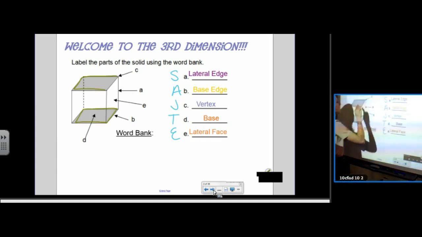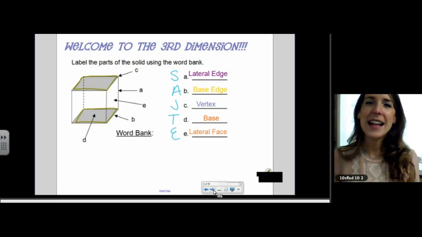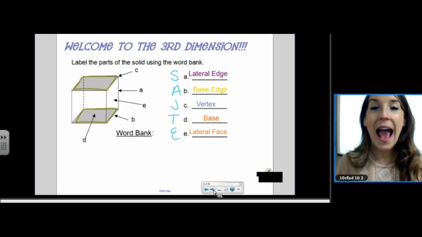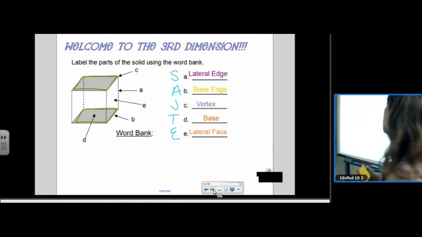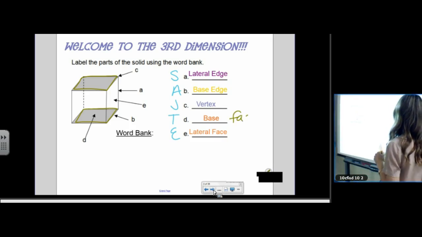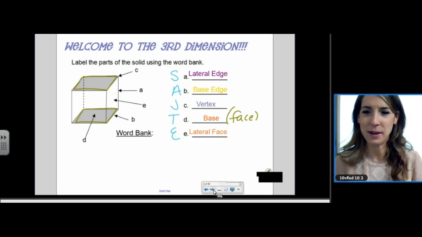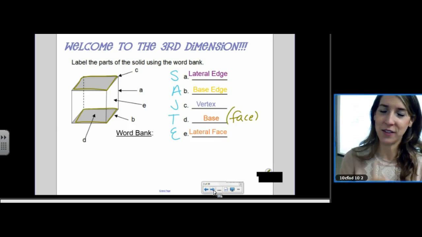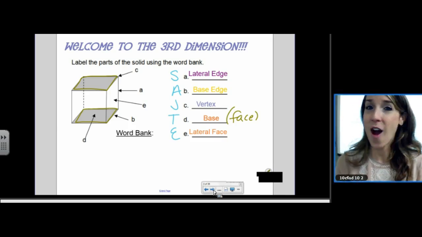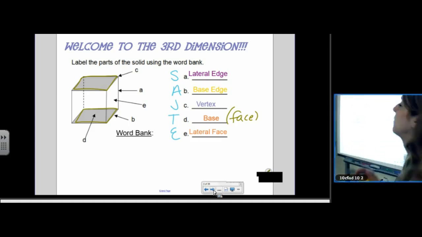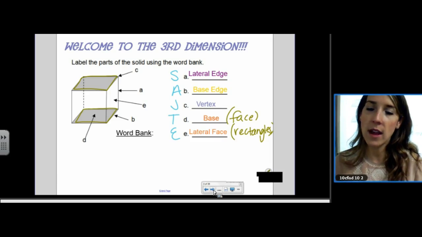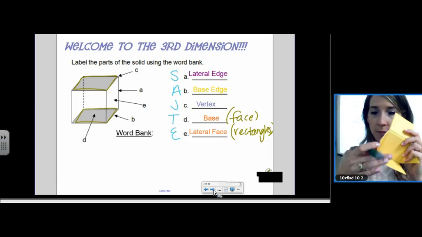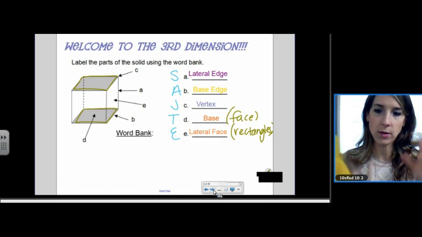The base can be anything it wants to be. It has to be a polygon. The base can be any polygon it wants to be. The lateral faces, on the other hand, so this is a face. A base is a face, by the way. Base face, sounds weird. Those are the base faces, and those are the lateral faces. The lateral faces cannot be anything they want to be. In a prism, the lateral faces have to be rectangles. So the bases can be whatever they want. The lateral faces have to be rectangles or squares, but squares are rectangles.